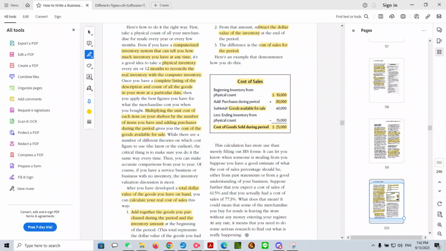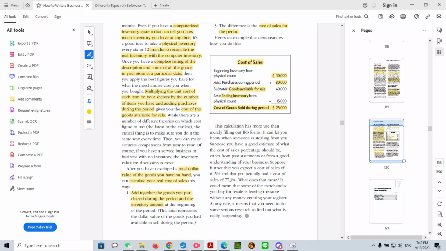Because here what we want to do is find the goods available for sale. Then we want to reduce the ending inventory from the physical count, that's less, not the. So we take the original amount less, and then we have the difference in the end. Let's say we have 40,000 worth, we got rid of 15,000 worth, now we've got 25,000. That's simple.